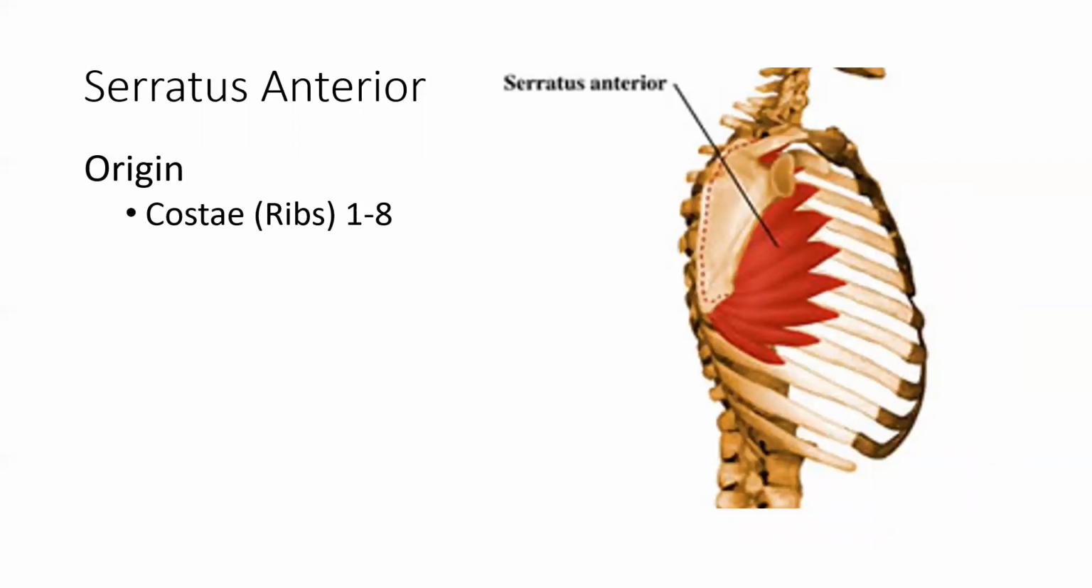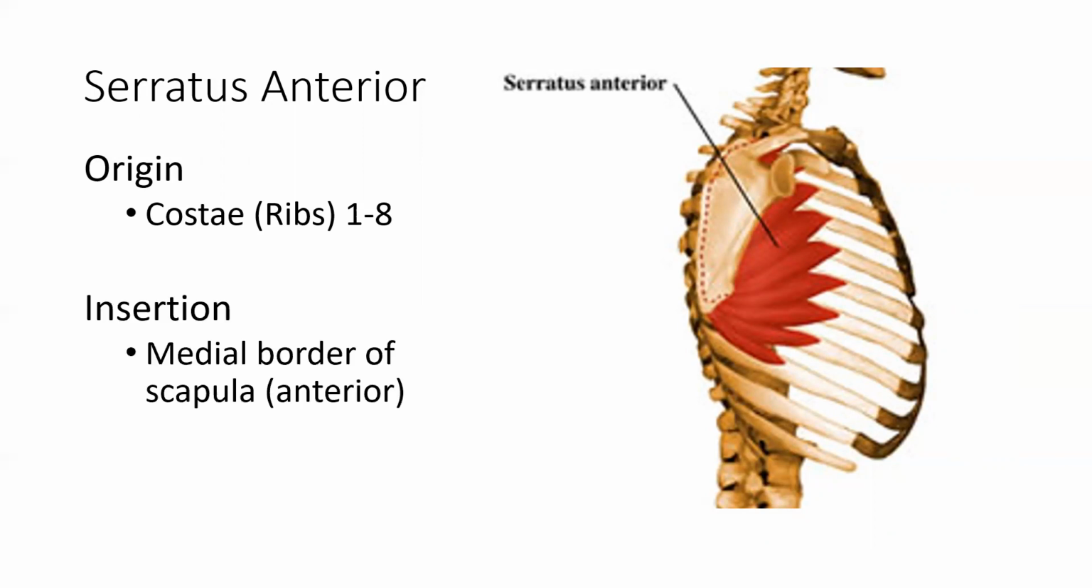The origin site is on the costae 1 through 8, or the ribs, in some cases 1 through 9, but 1 through 8 is kind of our general zone. In some individuals there are slight differences compared to your anatomy textbook and what happens in normal people. And then our insertion point is on the medial border of the scapula, but on the anterior aspect. So it's an anterior and medial insertion point and a far anterior origin point, with both superior and inferior aspects to it.